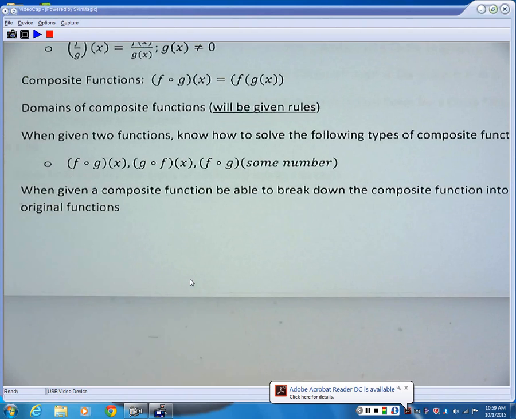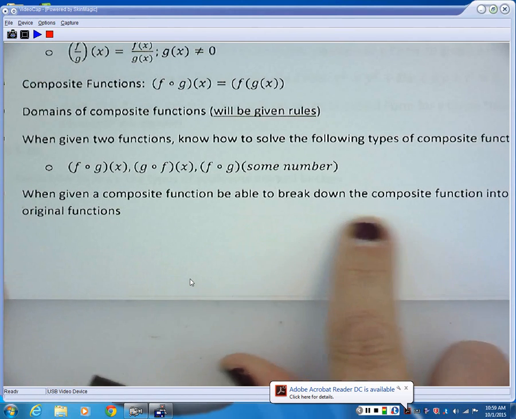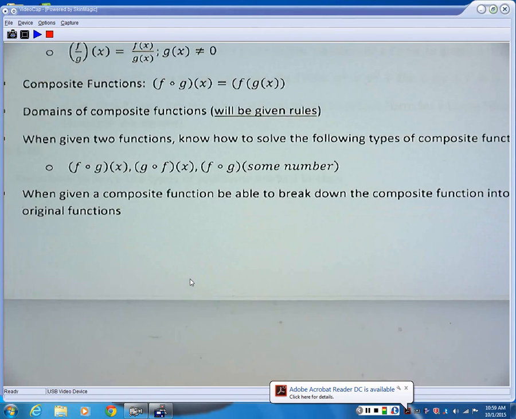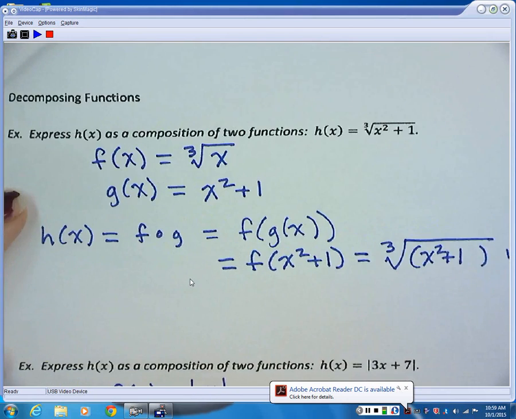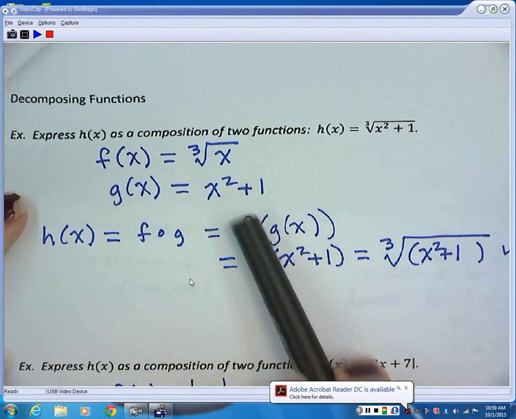Alright, and when you're given the composite function, you need to be able to break it down into the 2 original functions, just like the notes. So 1.7, the last page of the notes, gave you a function and asked you to break it down into 2.